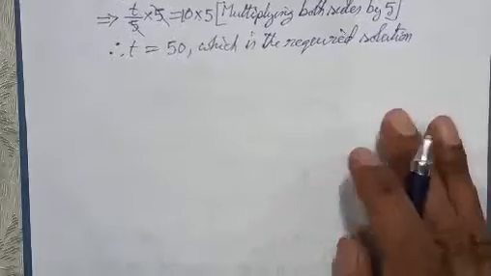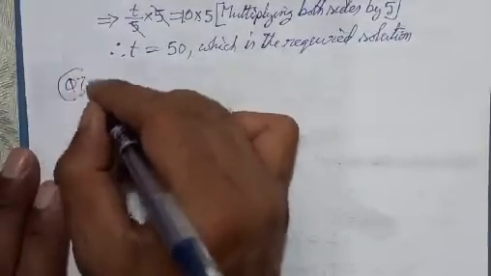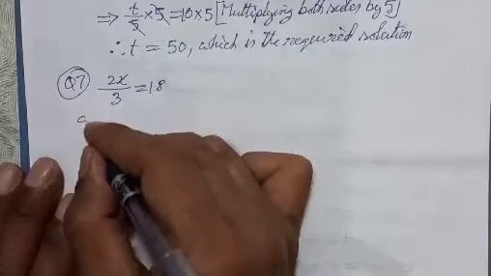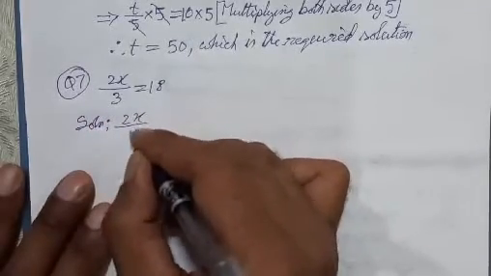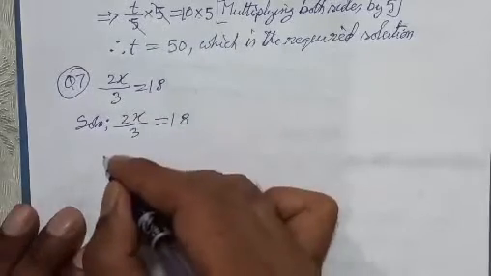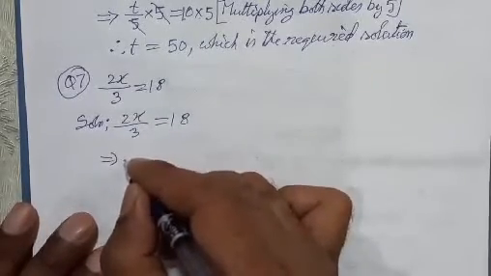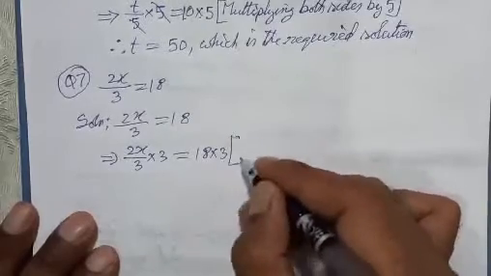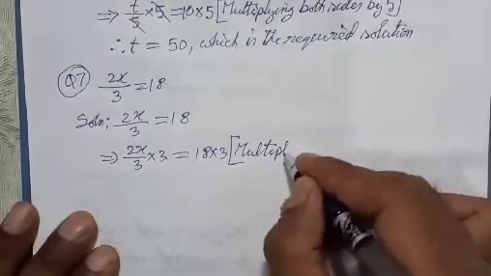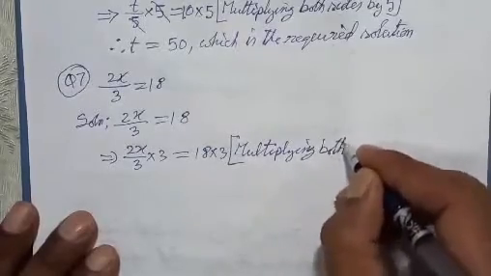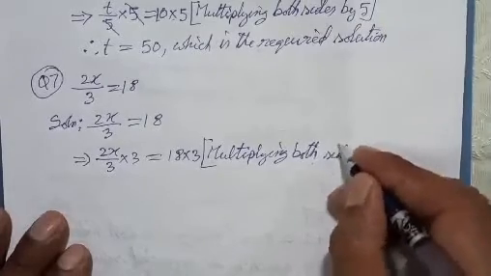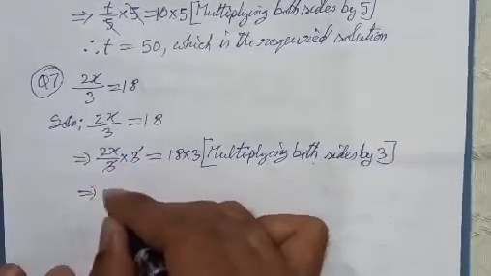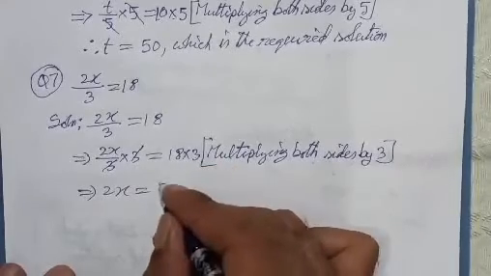Next is question number 7. Let's try question number 7: 2x by 3 is equal to 18. Now, solution. This question is almost the same as question number 6. First, let us multiply both sides by 3. Multiplying both sides by 3, the 3s are canceled. 2x is equal to 18 into 3, that is 54.